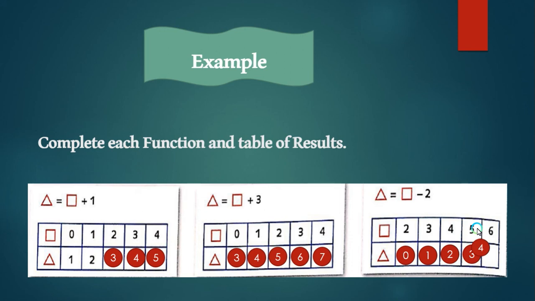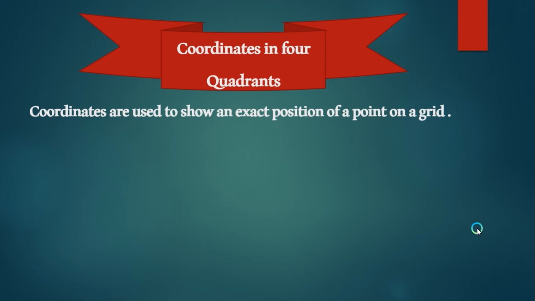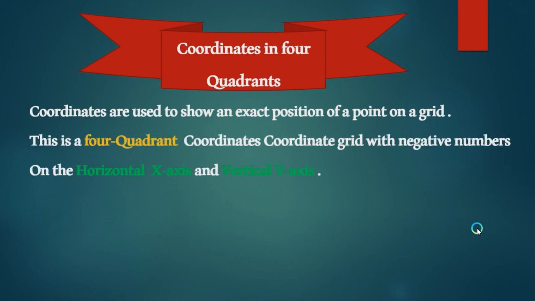Last one, coordinates in 4 quadrants. Before this, coordinates are used to show the exact position of a point on a grid. This is a 4-quadrant coordinate grid with negative numbers on the horizontal x-axis and the vertical y-axis. The point where the x-axis and the y-axis cross is called the origin. I repeat, the point where the x-axis and y-axis cross is called the origin. The coordinates of this point are 0, 0. That means 0 on the x-axis and 0 on the y-axis.